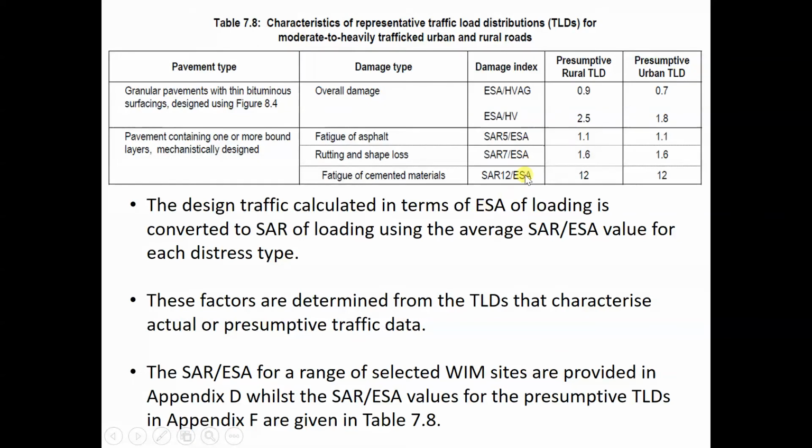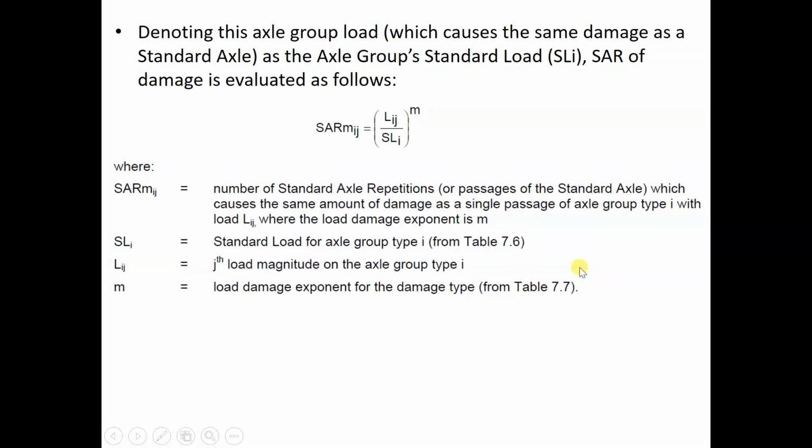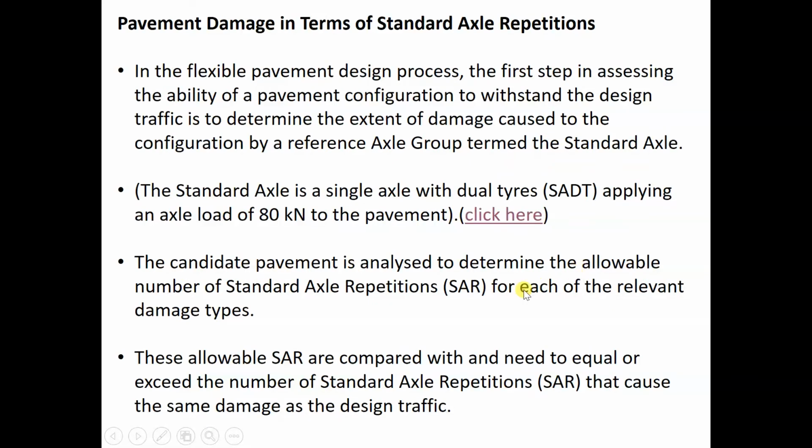There are so many different types. For example, based on the different asphalt, based on the subgrade, based on the cemented material, there are different factors, like 1.1, 1.6 or 12. So the conversion factors are different, and we need to do it for the different layers of the pavement.